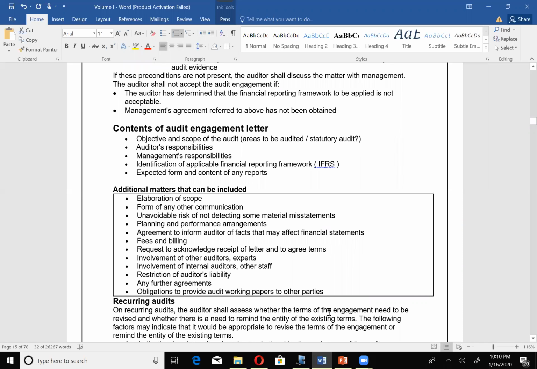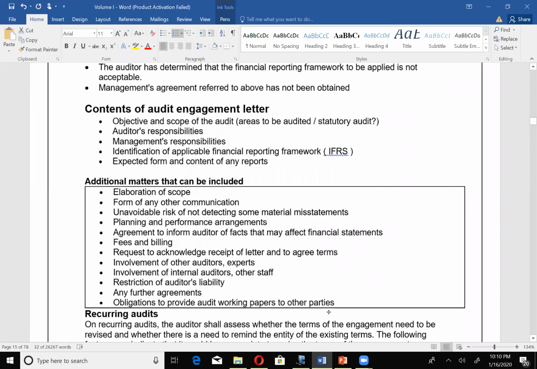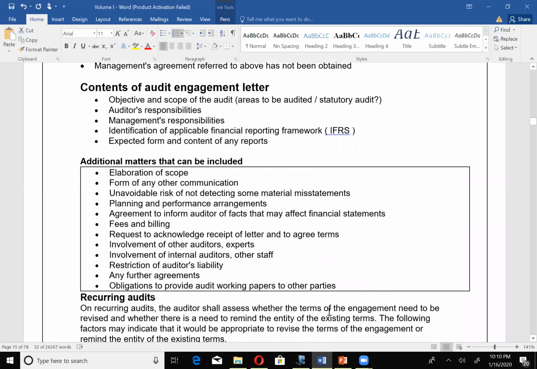Now, next. So students, the contents of the engagement letter. We discussed the engagement letter a few minutes ago, and we are discussing that now. The engagement letter has these five mandatory components. Mandatory means these five components must be part of every engagement letter, whenever it is prepared.